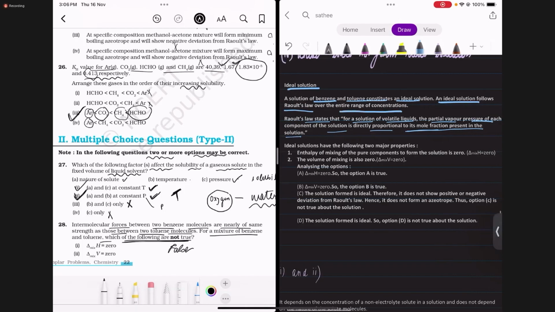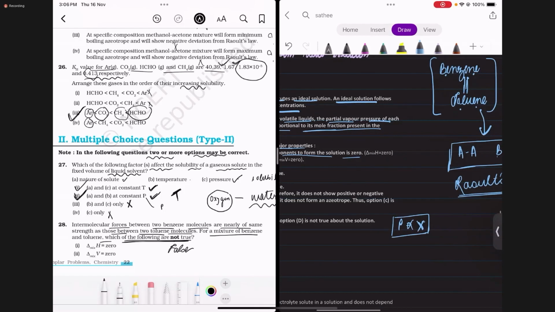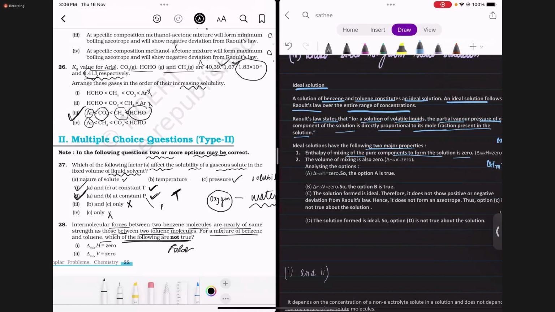entire range of concentrations. So जो ideal solutions हैं उनकी क्या properties होती है? So ideal solution में जो enthalpy of mixing the pure components to form the solution is 0, यानी कि ये ना तो endothermic है ना ही exothermic. That means delta H of mixture is equal to 0. Then also the volume of mixing is also 0, यानी कि delta V mix is also equal to 0. So ये दोनों ऑप्शंस तो हमारे सही हो गए. Delta H of mixture is equal to 0 and delta V of mixture is equal to 0.